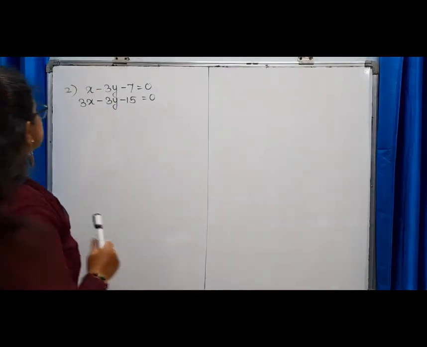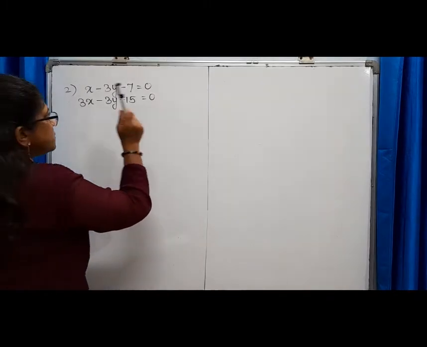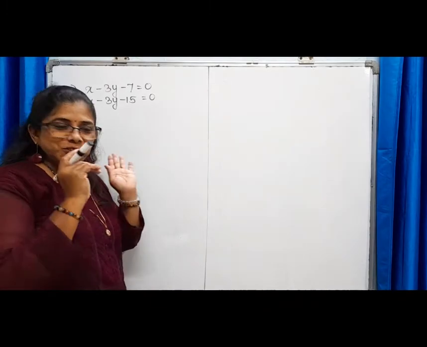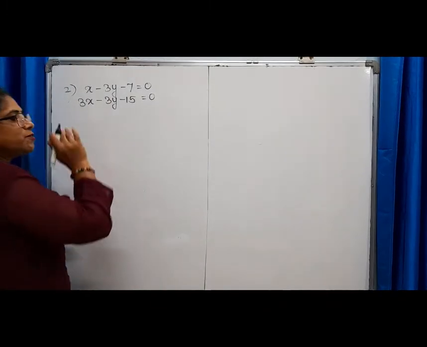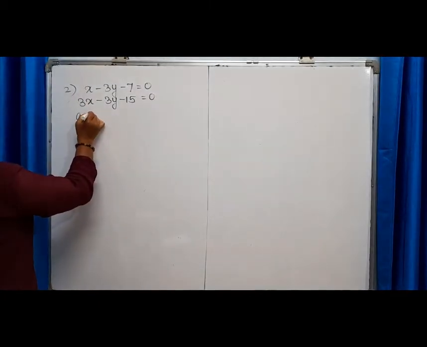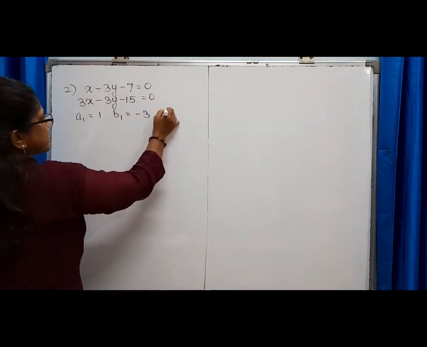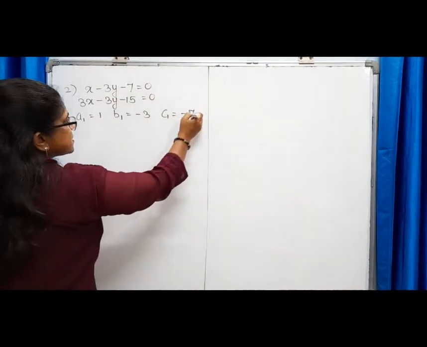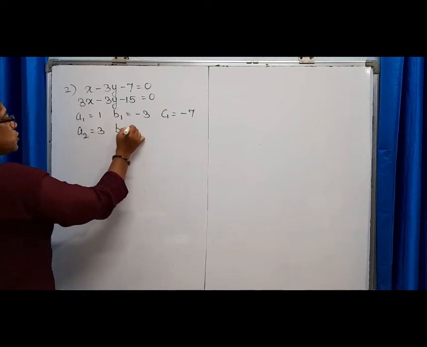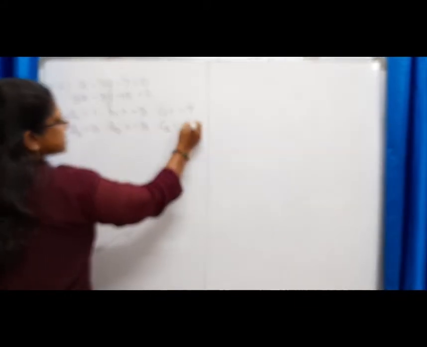Second example, x minus 3y minus 7 is equal to 0. 3x minus 3y minus 15 is equal to 0. These equations are already given in general form. So what we have to do? Straight away we will write the values of a1, b1, c1 and a2, b2, c2. a1 is 1, b1 is minus 3, c1 is minus 7, a2 is 3, b2 is minus 3 and c2 is minus 15.